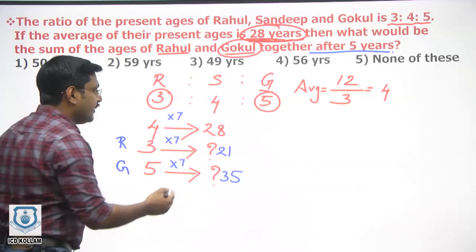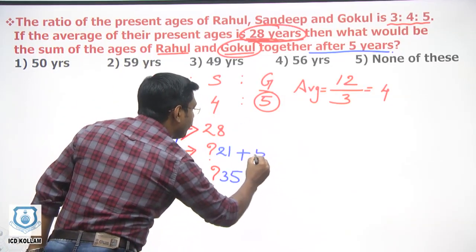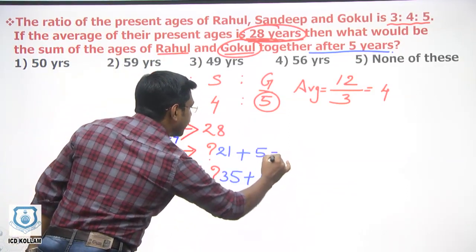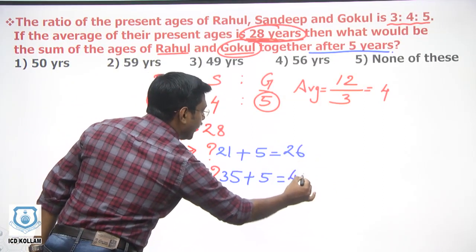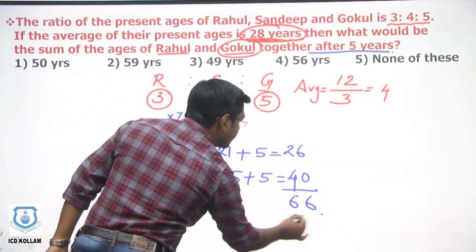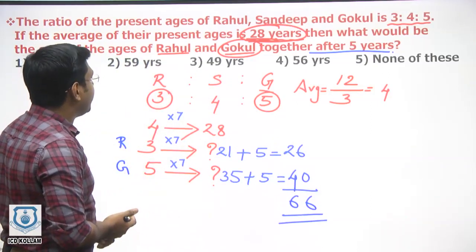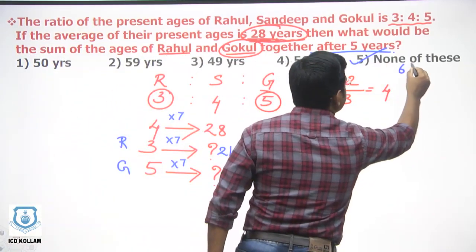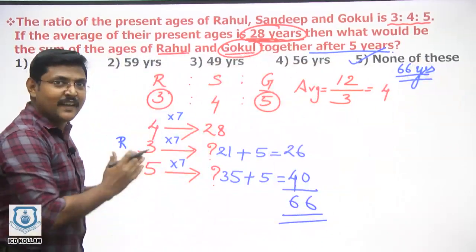For that, listen carefully. Since we need to find the age after 5 years, we need to add 5 to the present age of Rahul, and for Gokul also, plus 5. As a result, 21 plus 5 we will get as 26 and 35 plus 5 we will get as 40. So 26 plus 40 is 66 years. So the answer for this question is 66 years. In the options we can't see 66. So for this question, the answer is option number 5, none of these, and the answer is 66 years. Hope this idea is clear. It's very easy to find, right?